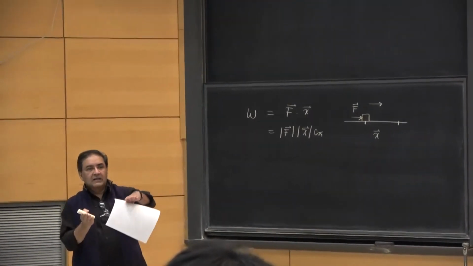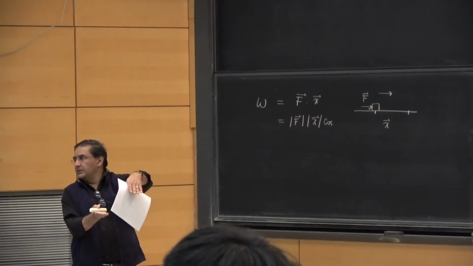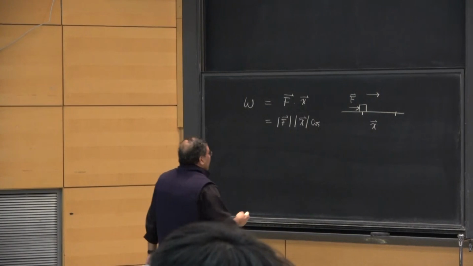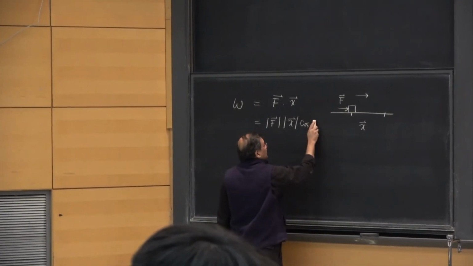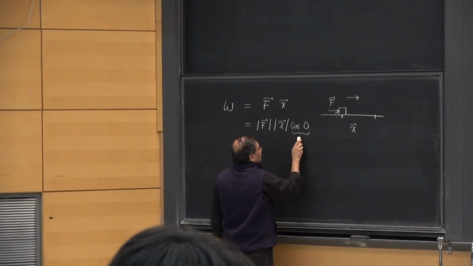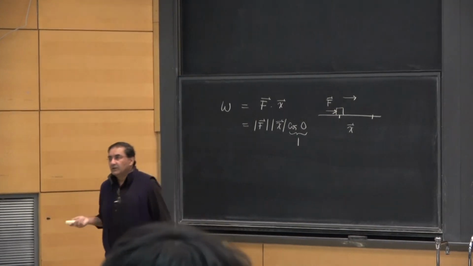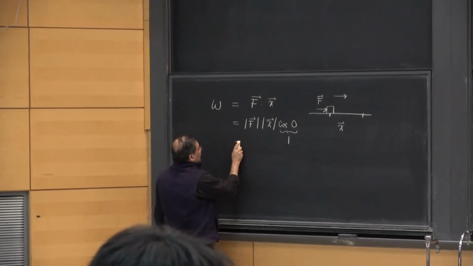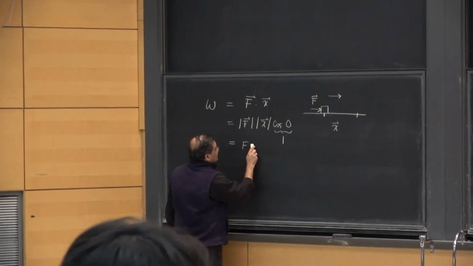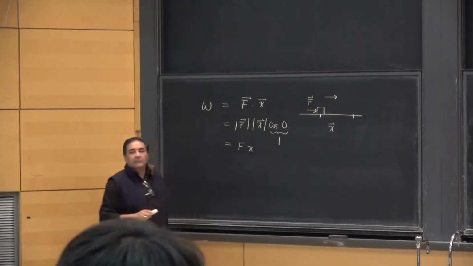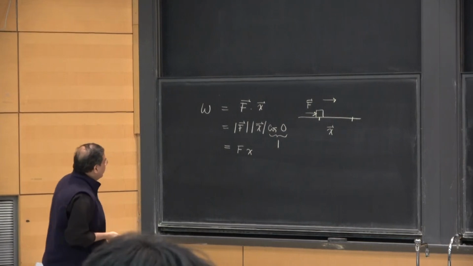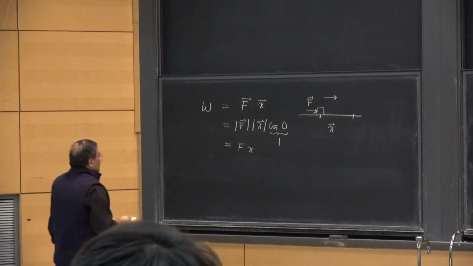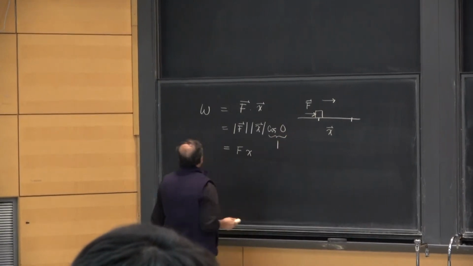If you have two parallel lines, what is the angle between the two lines? 0. So that means if these two are parallel, you have cosine of 0, but cosine of 0 is 1, right? So from the definition of a dot product, essentially this is F times x, where by F I mean the magnitude of the vector force F, and by x I mean the magnitude of the displacement x, it being implied that both are in the same direction.